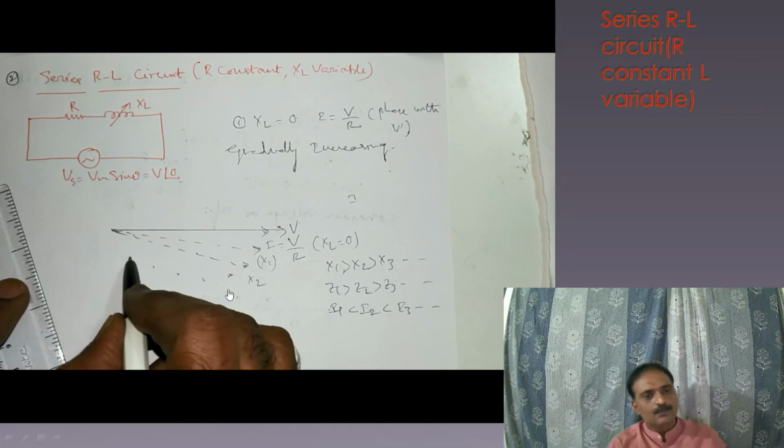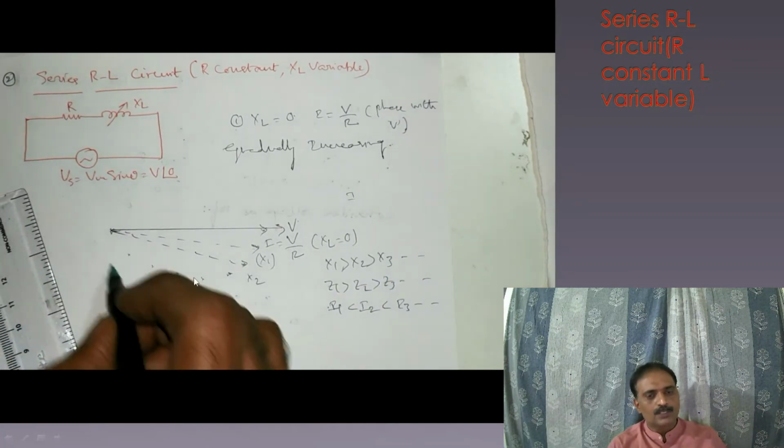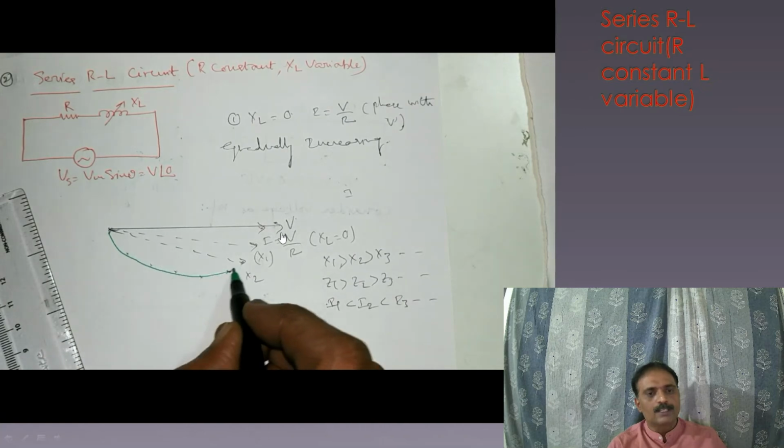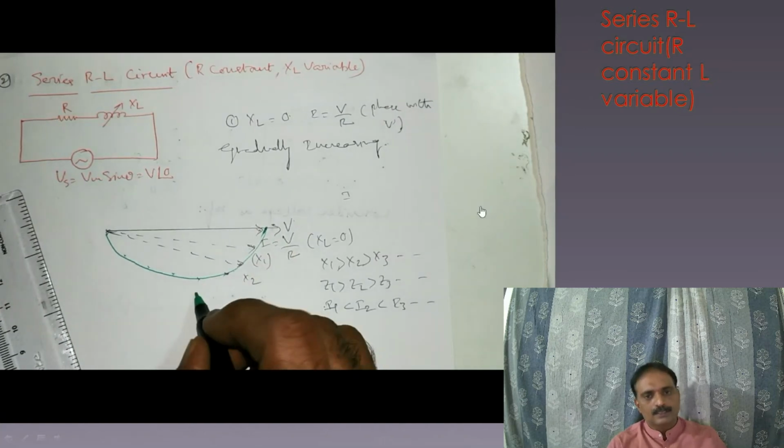Like that, we are going to have different points for different values of reactance, and once we join all these points, we are going to get the locus of the current for this variable inductance and constant resistance. So this is also a semicircle having a radius of V by 2R. So this is actually the length V by R, and if you consider the midpoint, we are going to have V by 2R.